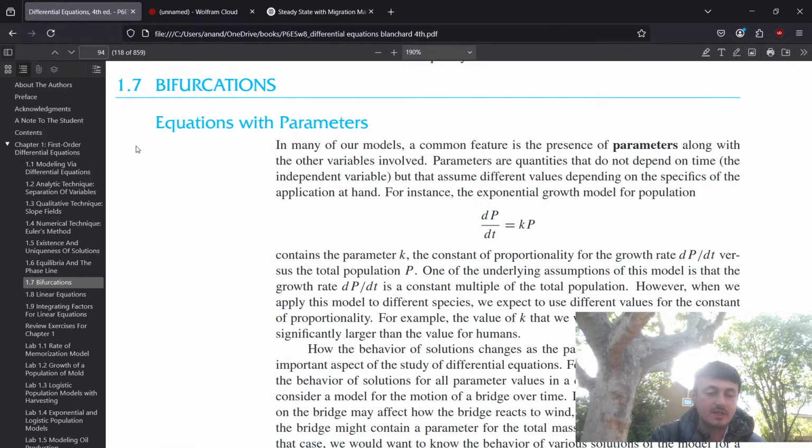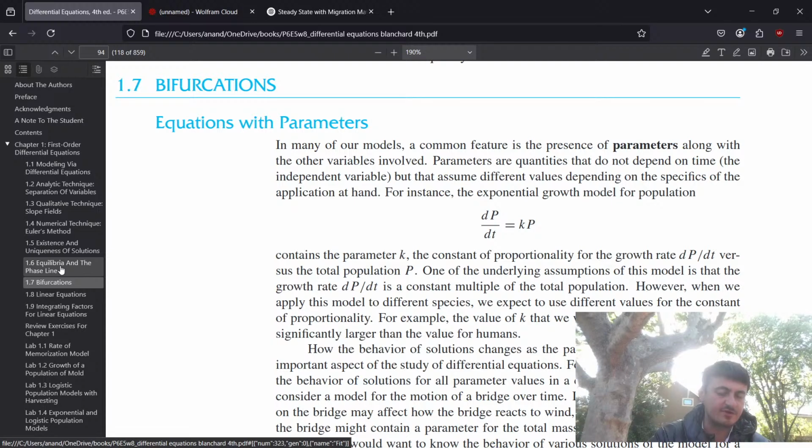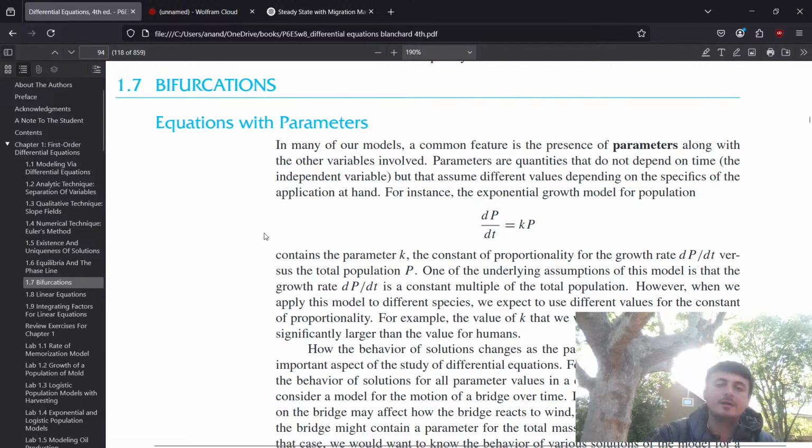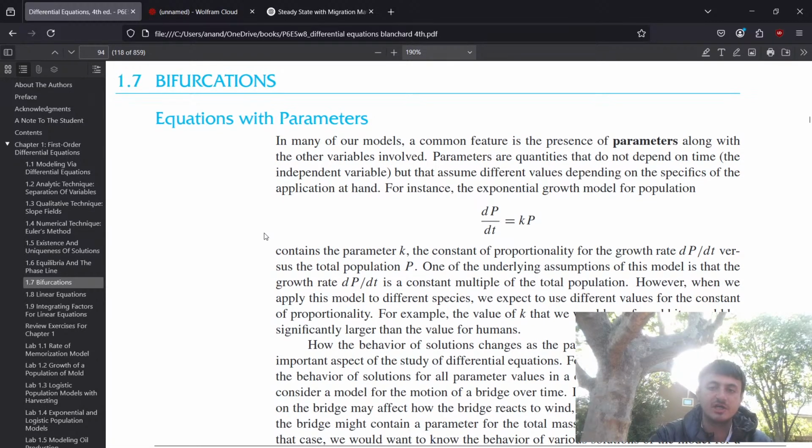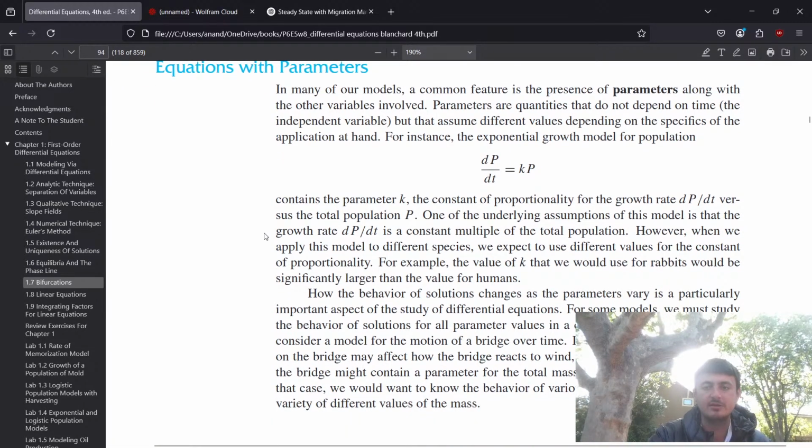Okay, so where were we last time? We were sort of building up to what this section is about, which is bifurcations, by talking about equilibria and the phase line, where basically for an autonomous differential equation, we can characterize the behavior of trajectories just based on a single line along y that shows how trajectories move in between equilibria.